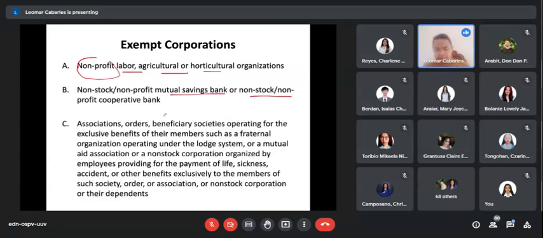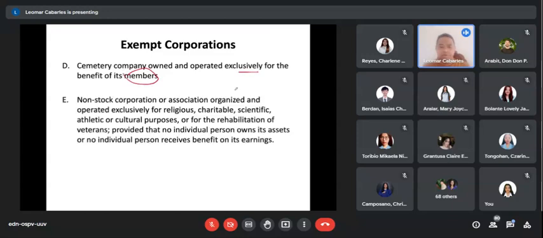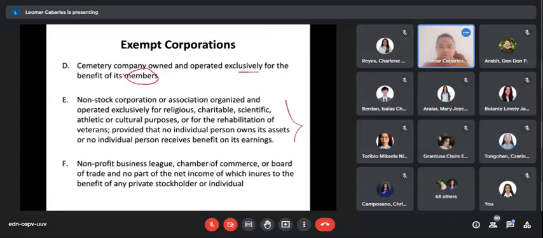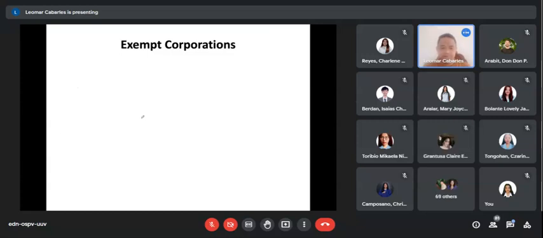Association, yan, ganito. You read na lang, no? Cemetery, which is also for the exclusive benefit ng kanyang members. Yan, okay? Ito rin mga to. Chamber of Commerce, Business League, mga non-profit din yan. Okay? So, read on na lang.